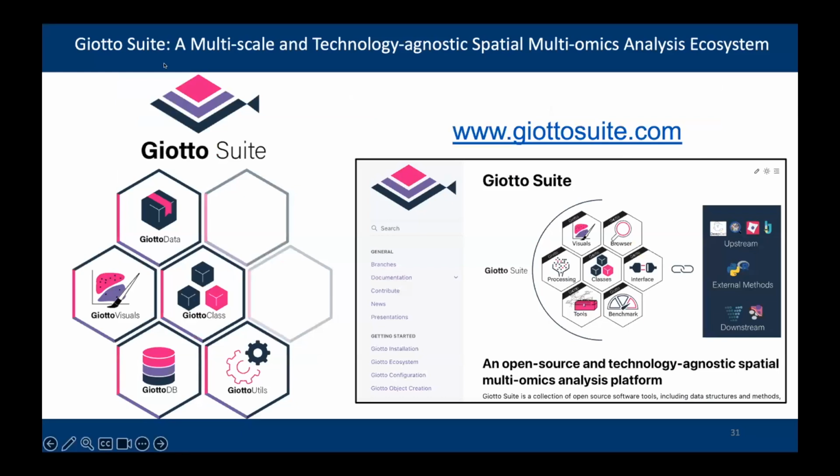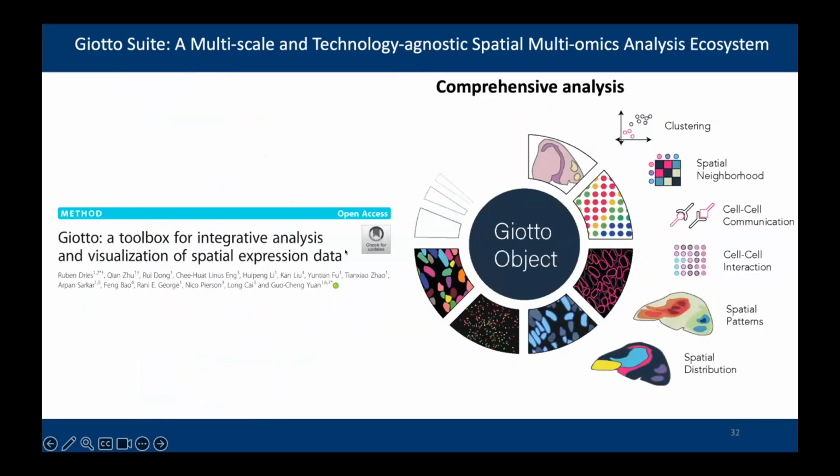This is where I'm basically saying we made Giotto Suite, which is a multi-scale and technology agnostic spatial multi-omics analysis framework. It consists of a number of modularized R packages that together form your Giotto Suite, and that can do all sorts of things. As a one or two slides background, we created this on top of Giotto, our original toolbox. So it keeps that very comprehensive analysis framework where you can do clustering, identification of spatial neighborhoods, cell-cell communication, everything that was previously encoded into Giotto.